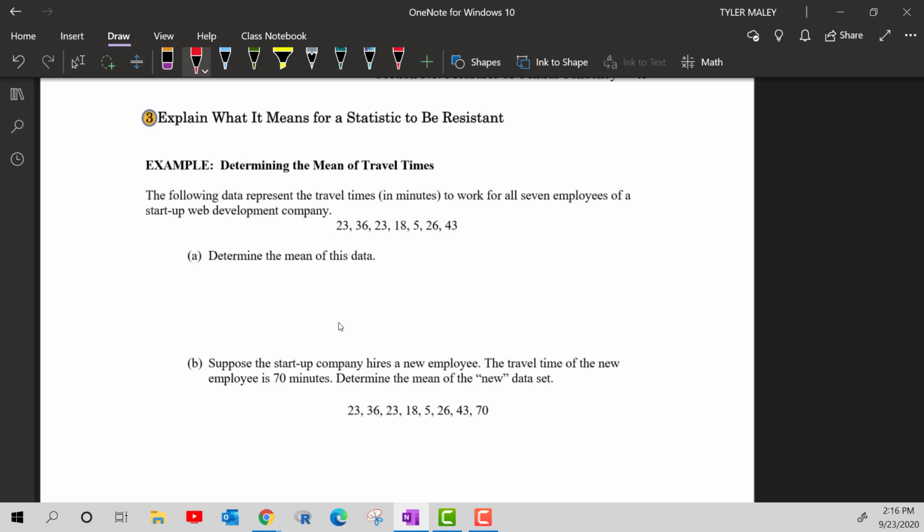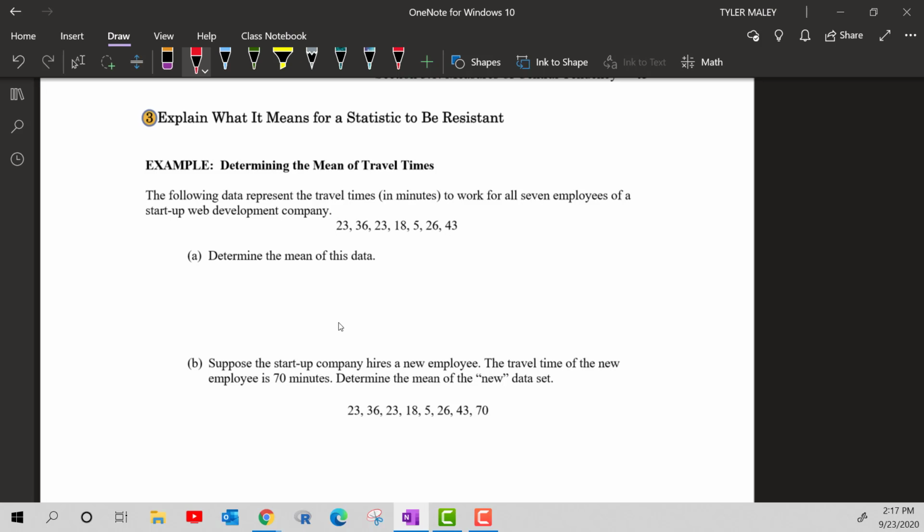So now we're ready to look at the third concept. We're going to investigate what it means for a statistic to be what we call resistant. So in parts A and B, we want to calculate the mean travel time for each of these. And we actually already did this work for part A.